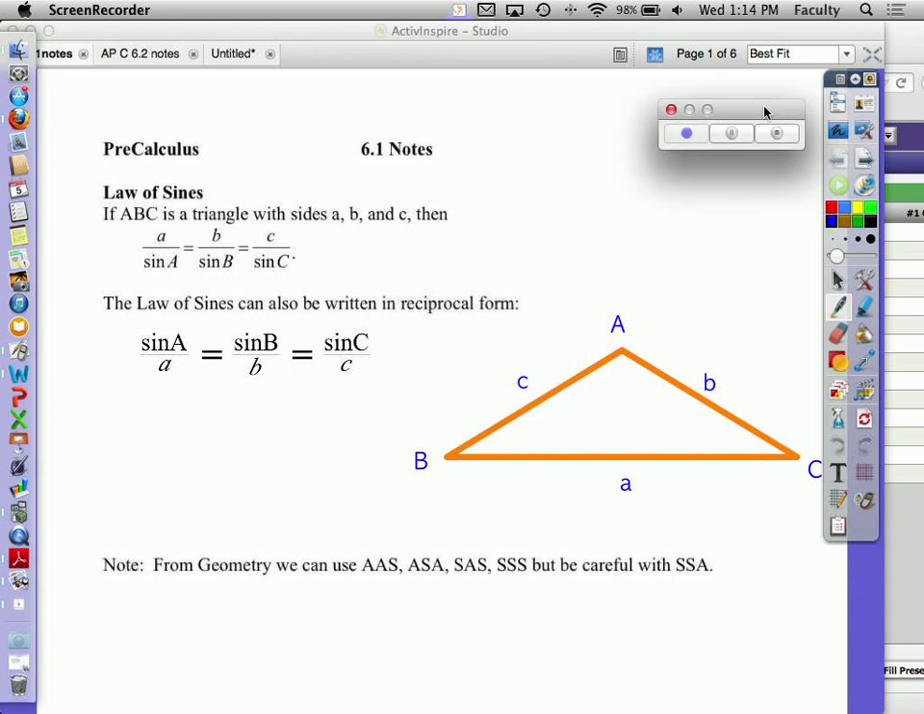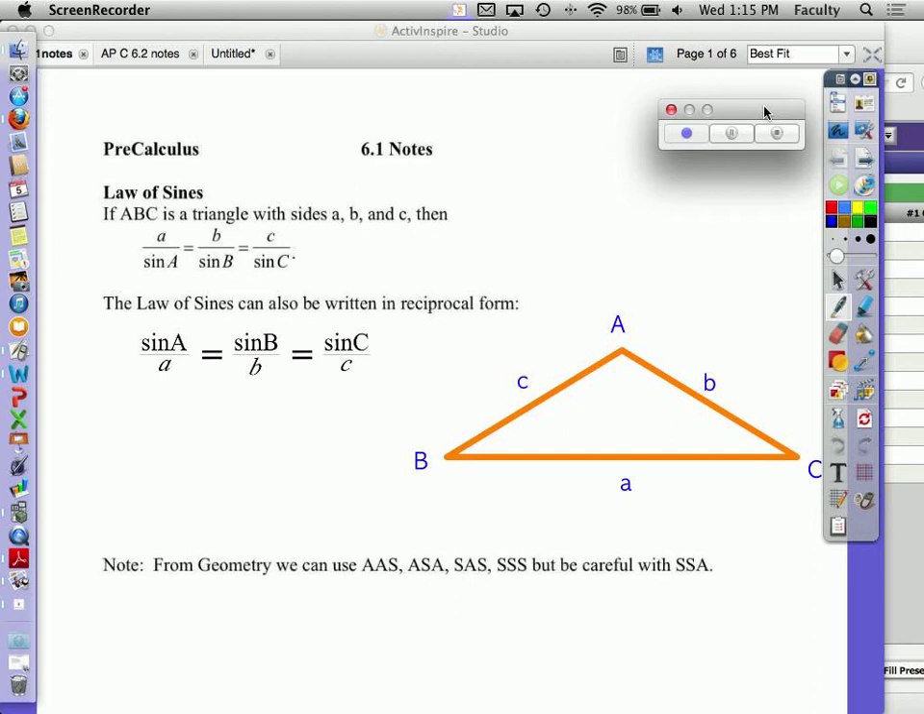Okay, here we go. Law of sines. This is a nice review lesson for us. We covered this last year in Algebra 2. So, law of sines. If triangle ABC is a triangle, and I drew a nice little triangle here for you, we use capital letters to indicate the angles and lowercase letters for the side opposite that angle.